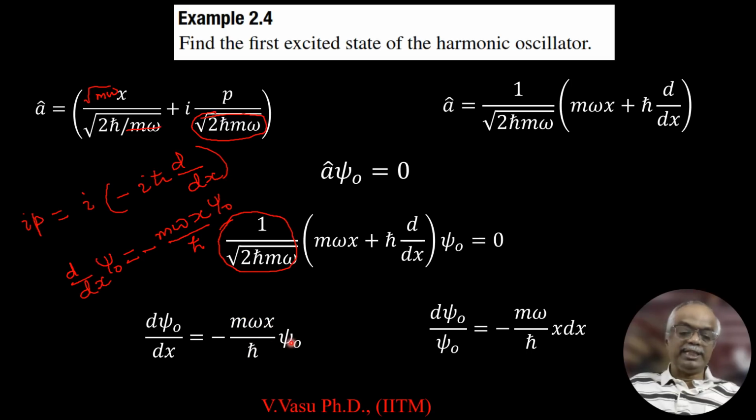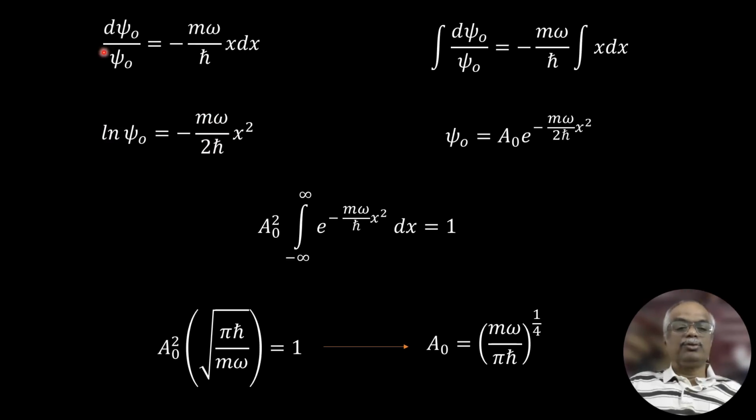Now you interchange this. You bring psi naught to the left hand side, and dx to the right hand side. So this will become like this. Then we will try to simplify this. So now we got this expression.